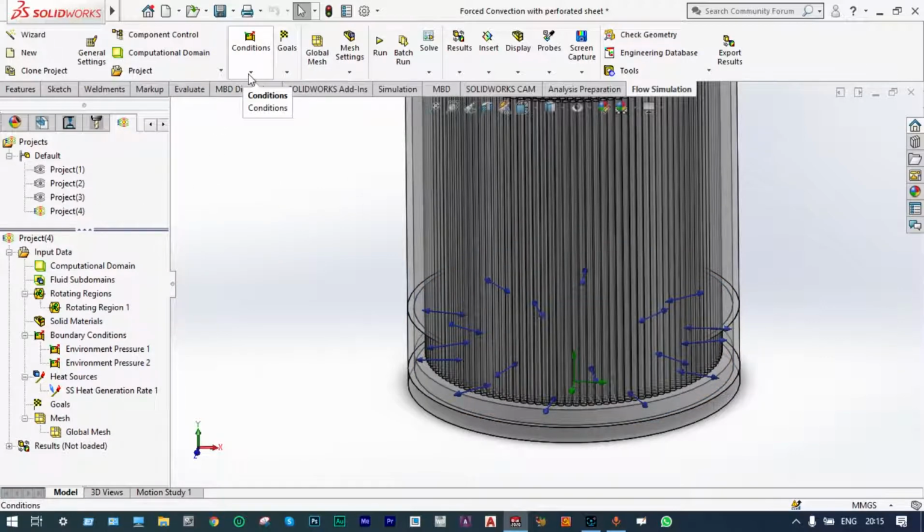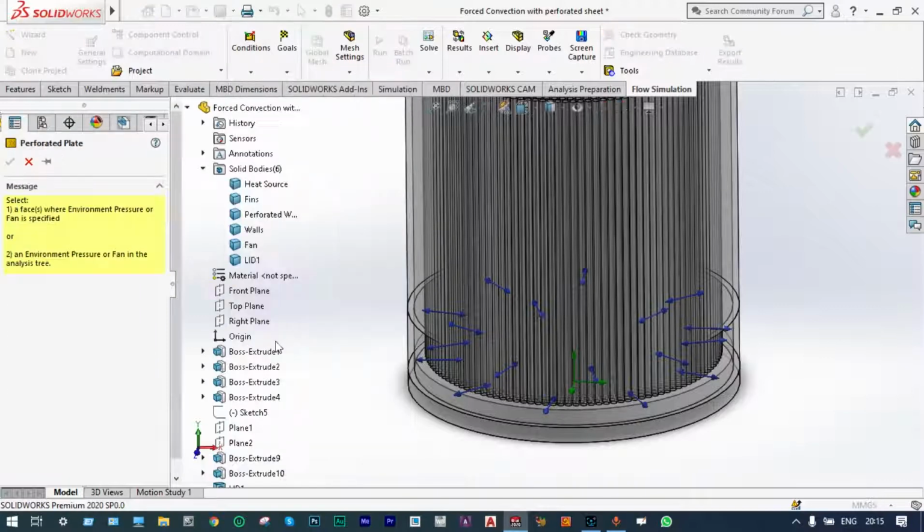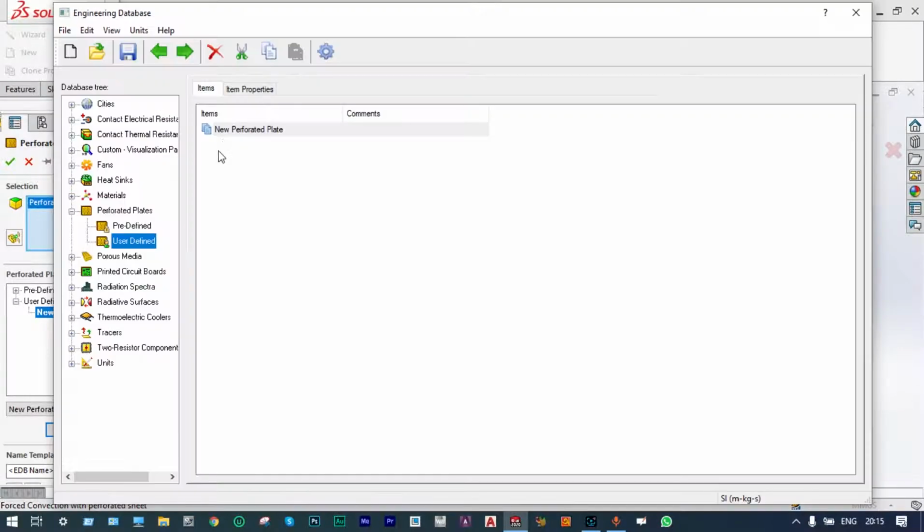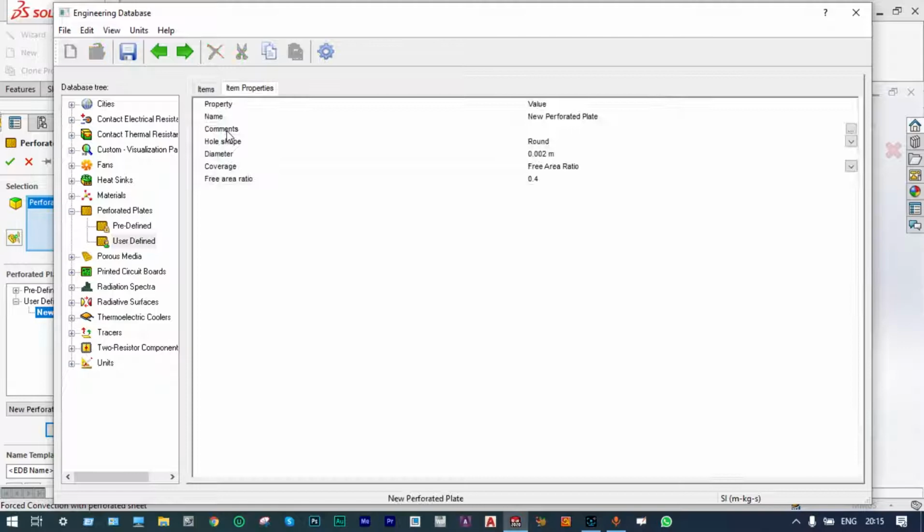Next, from the conditions, we can provide perforated plates. Let us select that location from here, and we can provide predefined or user-defined perforation. Let us provide user-defined perforation with a specific diameter. New perforated plate, and let us see the properties of the new perforated plate. We have already provided the diameter as 0.202 meter, and the free area ratio is equal to 0.4. Selected.